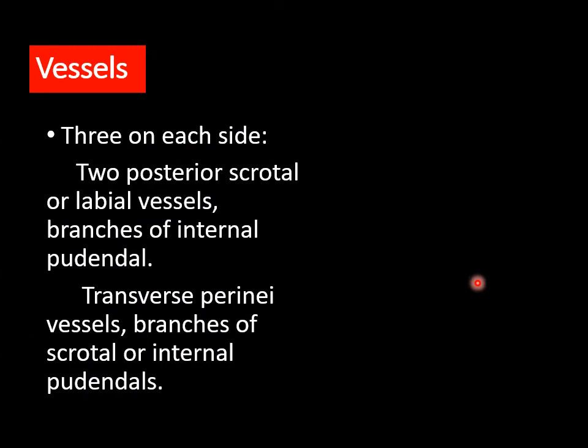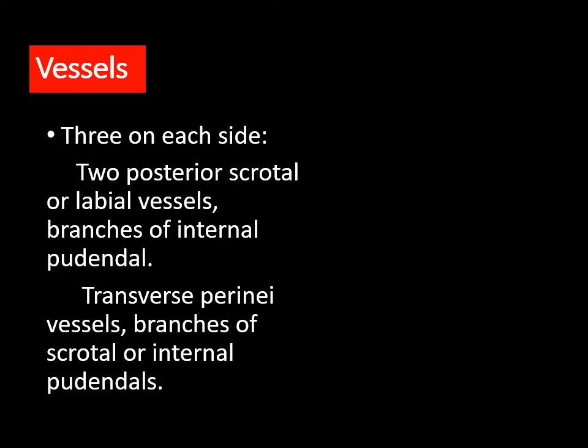So the vessels of the superficial perineal pouch, remember, three on each side. Two posterior scrotal or labial vessels, they are the branches of the internal pudendal artery, and one transverse perineal vessel, right and left transverse perineal vessels, they are the branches of the internal pudendal.